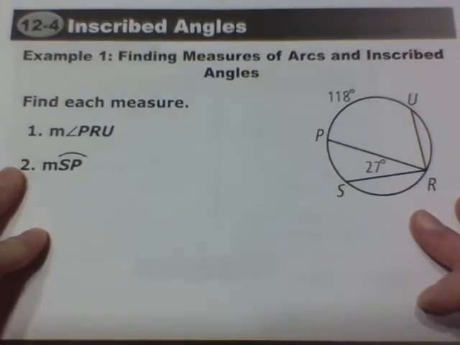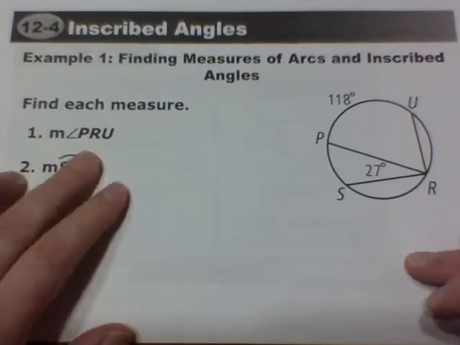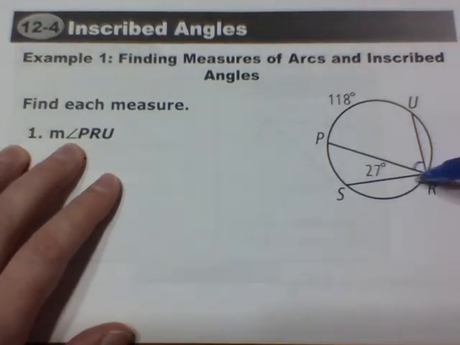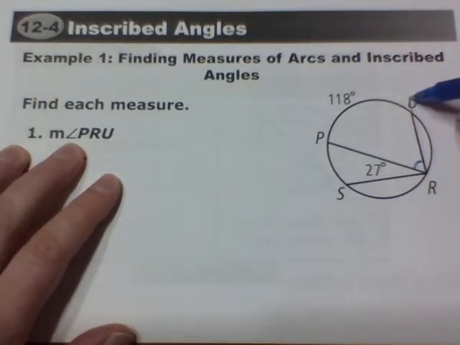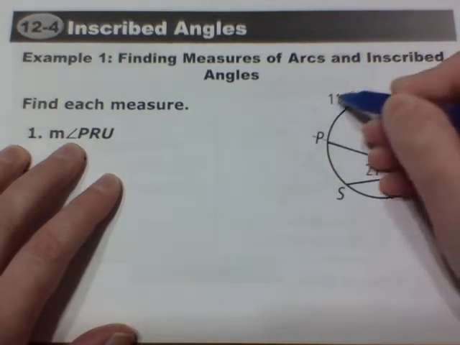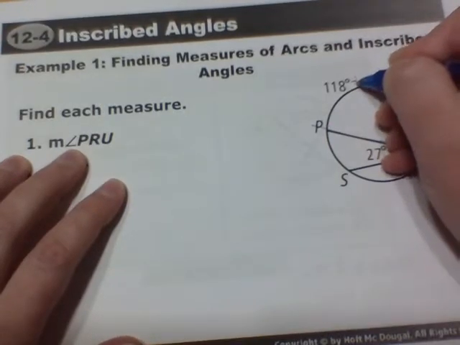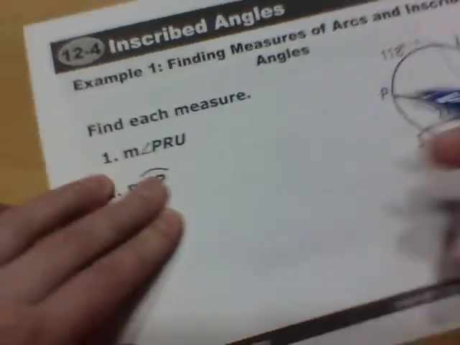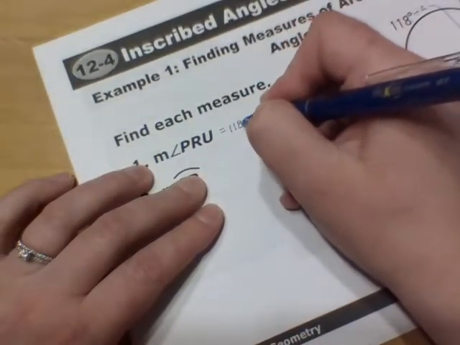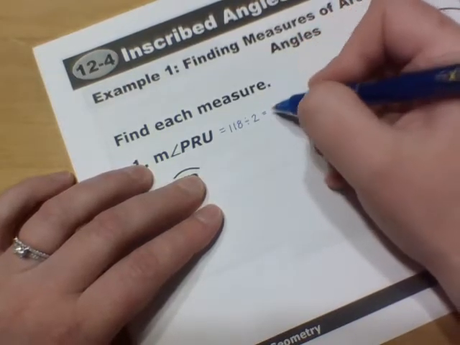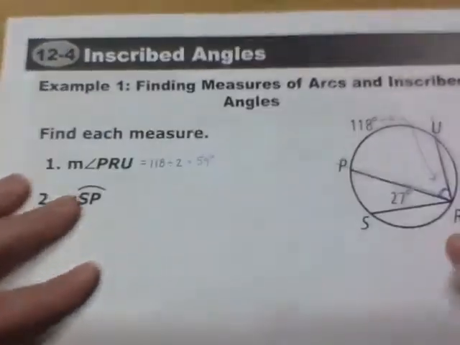So using that theorem, we're going to find each measure. We're going to find an angle first here, PRU, which is this one. As I just referenced in the previous one, notice that this angle is in reference to this arc measure. If we divide this arc measure by 2, we will get this angle measure. So PRU comes from 118 divided by 2. And so we get 59 degrees.